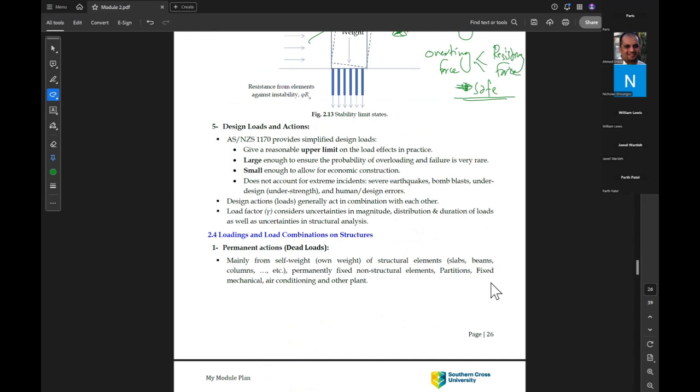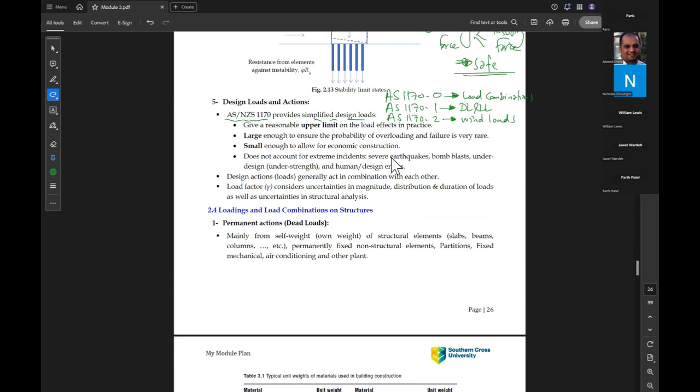Okay, and the Australian Standard 1170 provides some modified design loads. We have three of them: 1170.0, 1170.1, 1170.2. 1170.2 is for the wind load, 1170.1 for the dead load and live load, 1170.0 for the load combination, and some other limitations. So these are the 1170 codes.